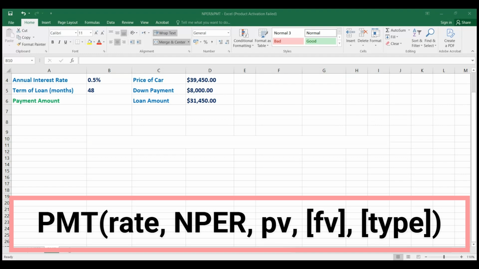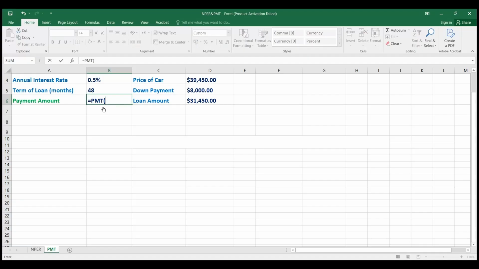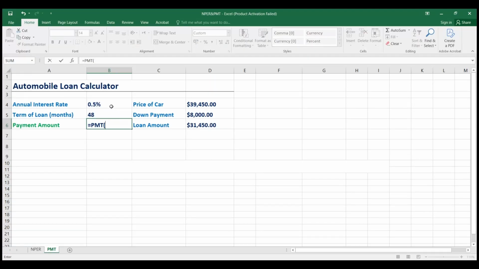Now let's practice. Suppose you'd like to find out how much you have to pay monthly over 48 months considering the loan amount. The annual rate has to be divided by 12 to give the monthly rate. The term of the loan is the NPER, which is shown in months. The loan amount, the PV, and for this example, the FV and type could be set as 0. Please note that the payment amount is displayed in brackets, showing that it's a negative number since it shows the payments.